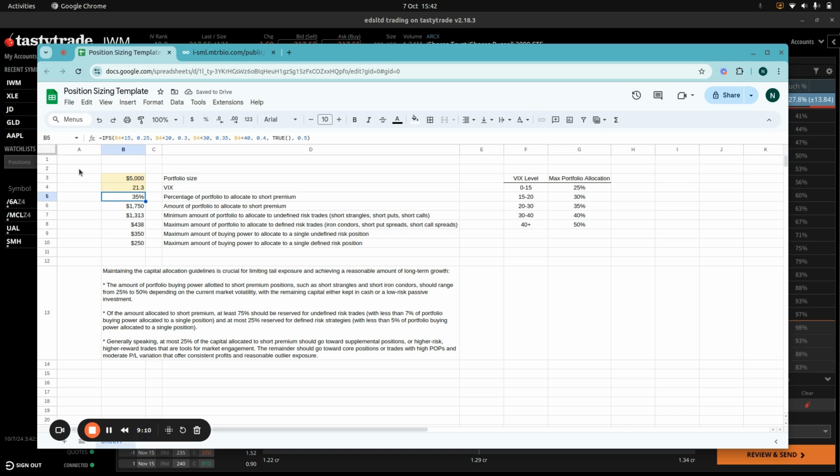And at this point, all you need to do is use this information to form the backbone of your portfolio. It will tell you how much buying power to allocate to undefined risk positions, defined risk positions, how much of your portfolio you should allocate to short premium strategies in general. And as long as you keep this in mind, you'll be good to go.